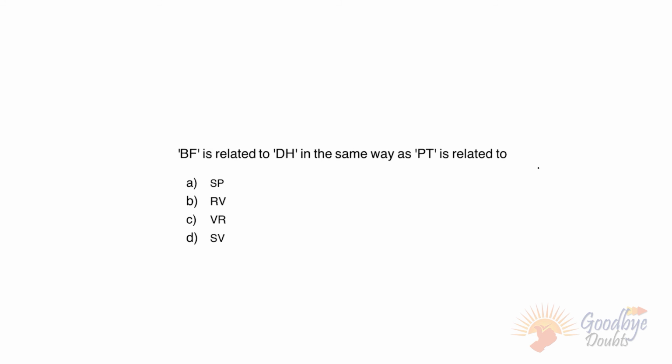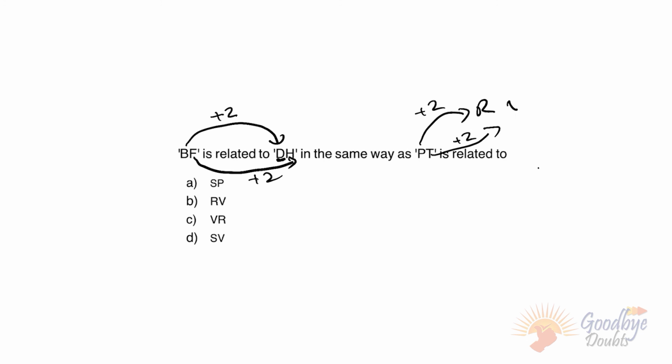So I think it's pretty clear to observe that when we take B and we go two letters forward, so C and D, we get D, and then from F we go two letters forward, we get H. And the same thing must happen for this set over here. So from P, if we go two letters forward, we get R, and from T, if we go two letters forward, we get V. So the answer here is RV, which is the second option. So that's basically what analogy is.